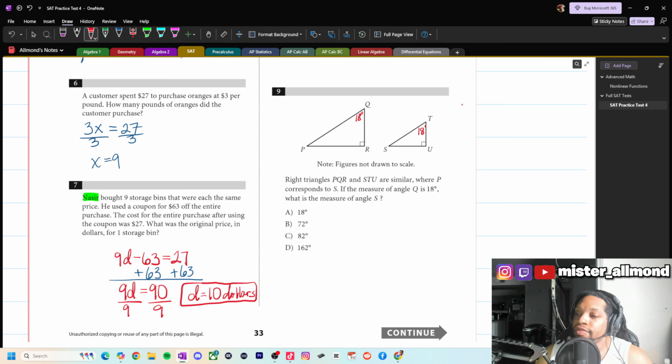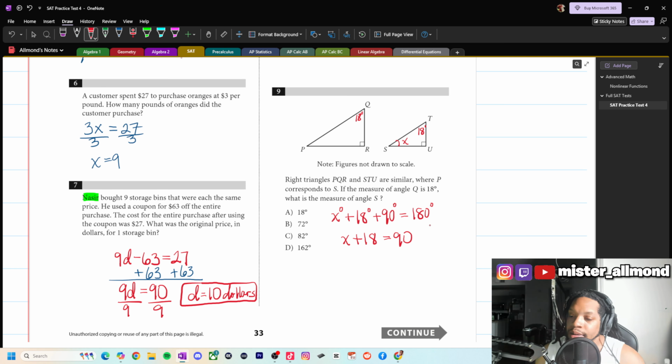What is the measure of angle S? Okay, that should not be that bad because I've got x, the angle I'm trying to find, plus 18 degrees plus 90 degrees equals 180. But in all honesty, if I'm taking the test under time pressure, instead of writing that equation, I would just know that I could subtract 90 from both sides, and then subtract 18, and I would get B.